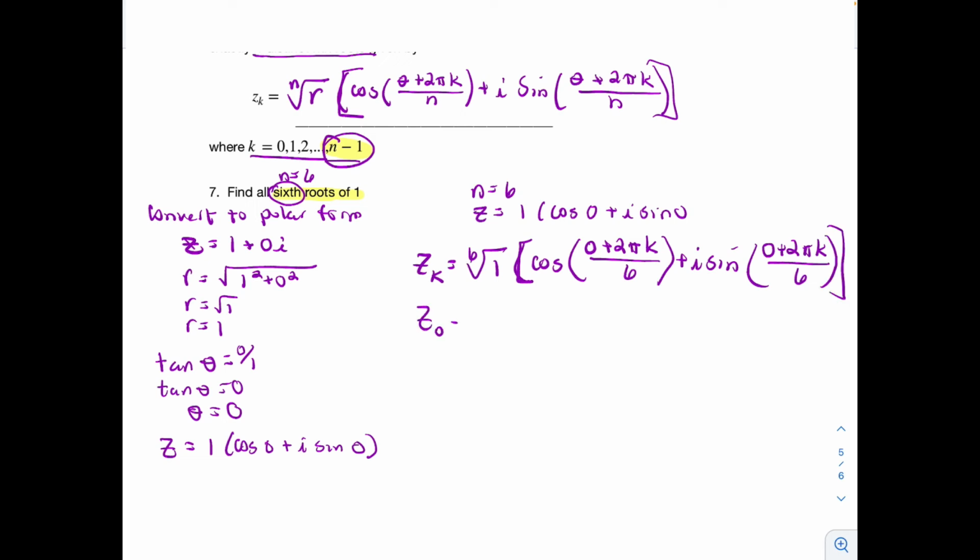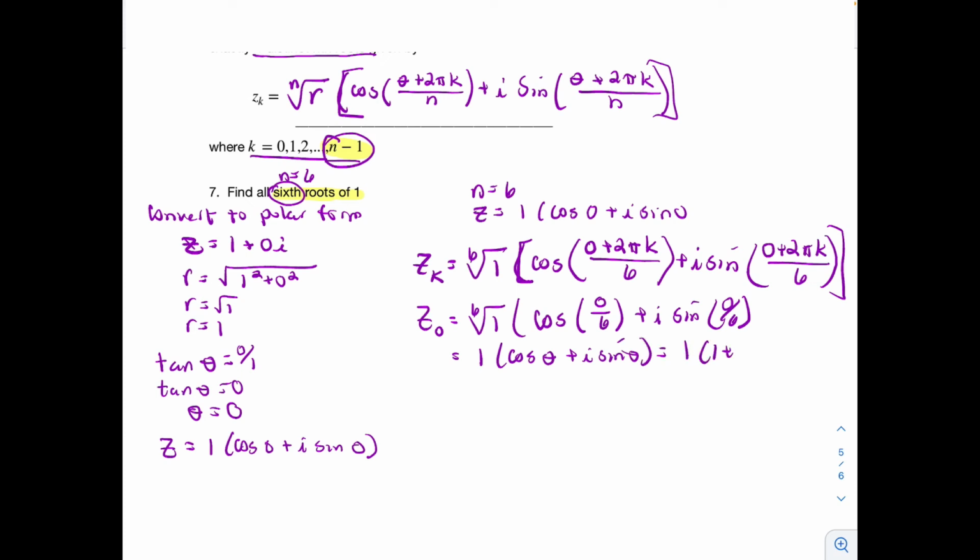So for k equal to 0, the sixth root of 1 is just 1. And that becomes cosine of (0 plus 0) over 6, which is just 0. So we end up with z sub 0 is 1 times cosine of 0 plus i sine of 0. Cosine of 0 is equal to 1, and sine of 0 is equal to 0, so I get the number 1.